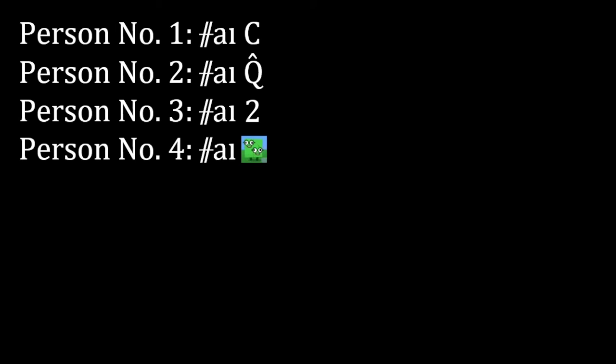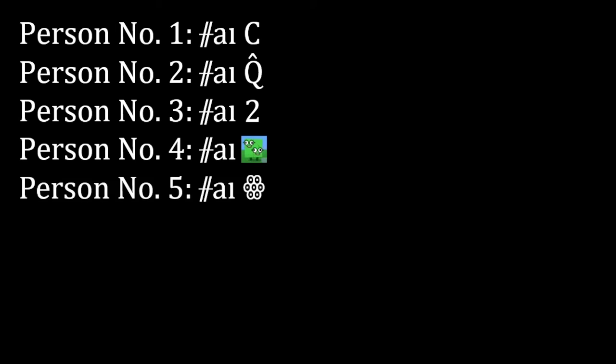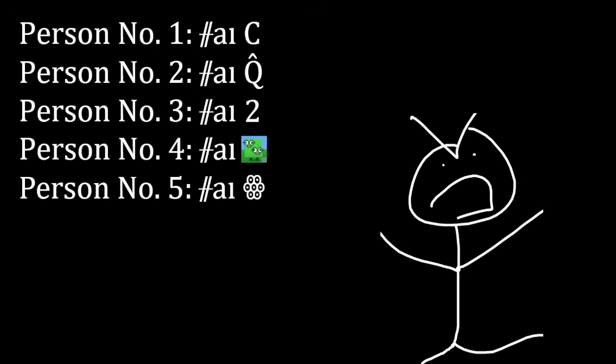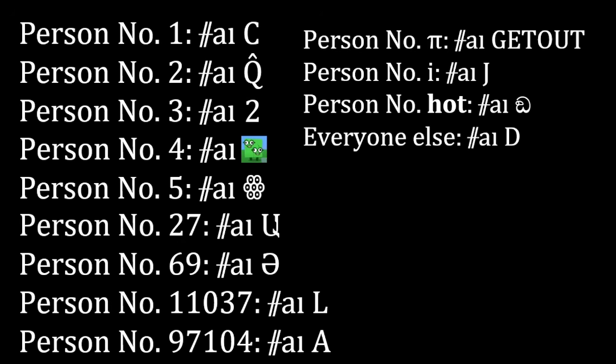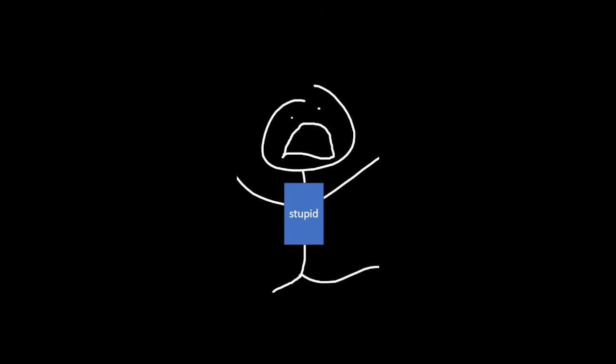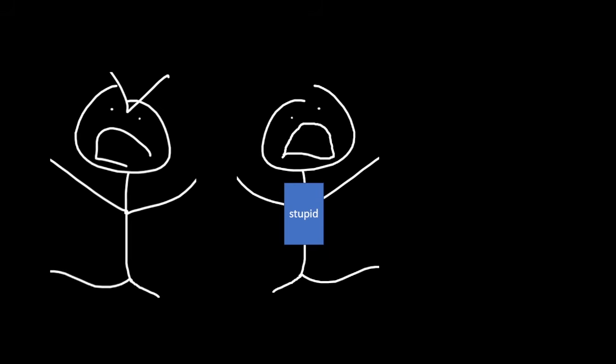A third person is called guy os, a fourth person is called guy, and the fifth person is called guy shosh. Wait, shosh is in the letter? What do you mean shosh is in the letter? Just look. Wait, wrong image. Sorry. See, it's clearly in the alphabet. A 27th person is called guy yuk, a 69th person is called guy uk, and 11,037th is called guy hu, a 97,104th is called guy ak, a pieth person is called guy get out, a ninth person is called guy yu, a hot person is called guy ngu, and every other person is called guy du. I don't like it. Well, you can always just use names.